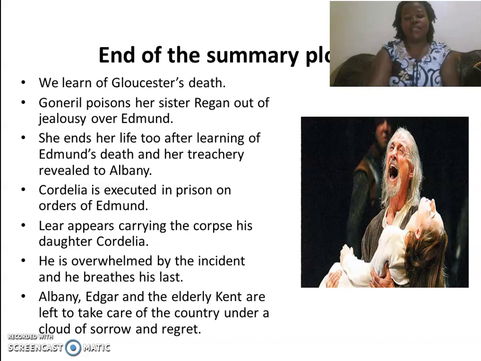Kent comes in to tell us that it is worth it for him to die, because there is nothing left for him. Albany, Edgar, and elderly Kent are left to take care of the country under the cloud of sorrow and regret. However, we see Kent leaving the responsibility in the hands of the two, as he claims that his master calls him.